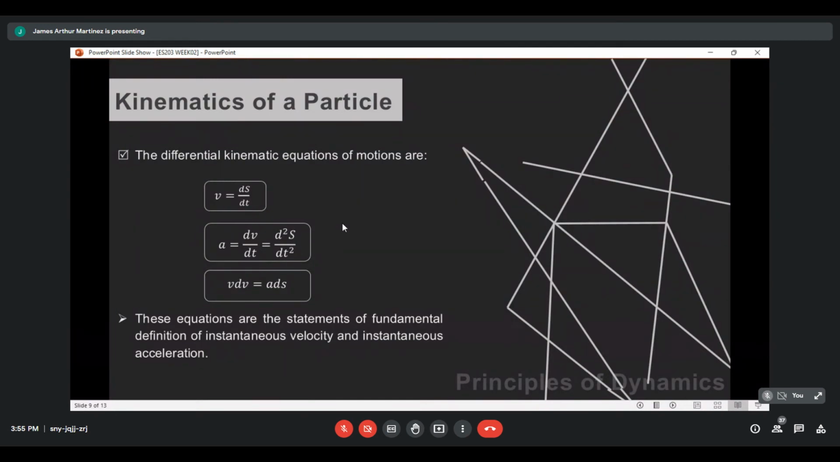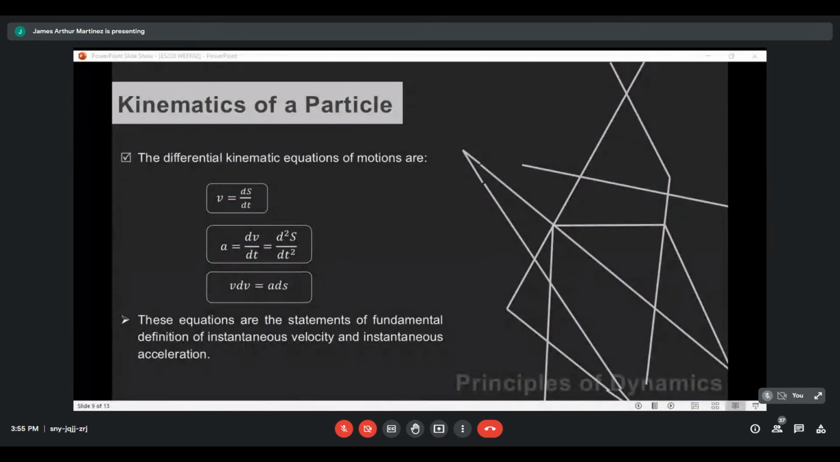So next meeting, we will have the introduction to translation motion, more specifically rectilinear translation. We will start the rectilinear translation then. For now, let's try to derive where these formulas come from.